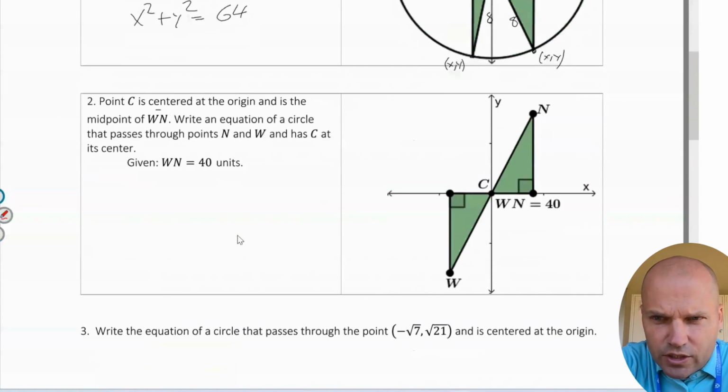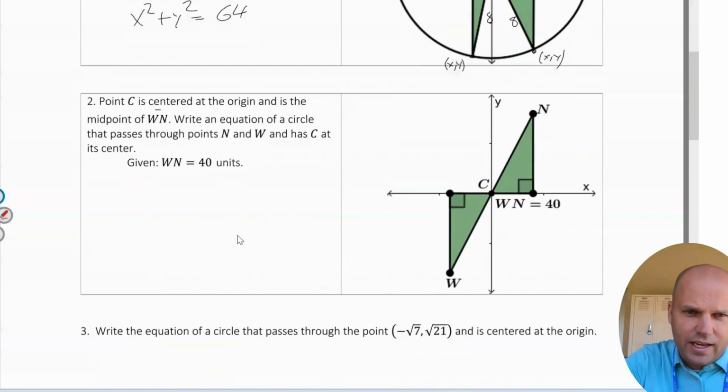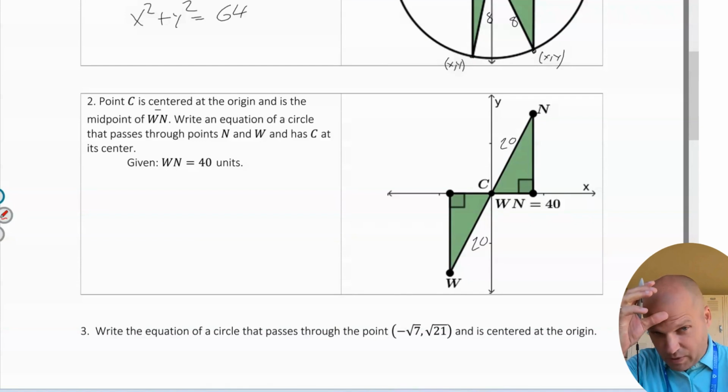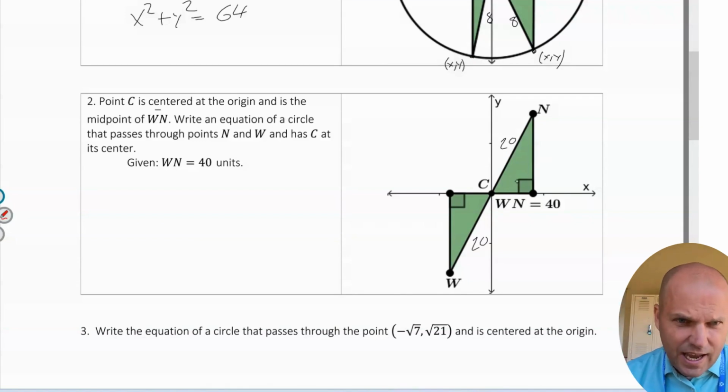Let's see, center at the origin and the midpoint of WN. Okay, cool. Write an equation of a circle that passes through the points N and W and has C as its center, given WN is 40. Okay, that's great to know. If WN is 40, then this is 20 and this is 20, understanding midpoints bisect. So this x distance squared and this y distance squared gives me this point at N, x, y. We could do the same thing with this point W, some x, y.